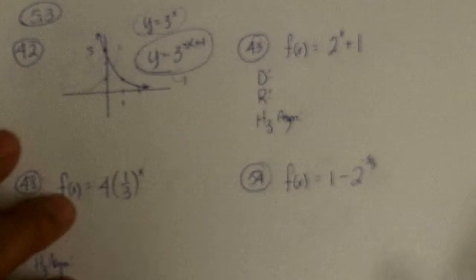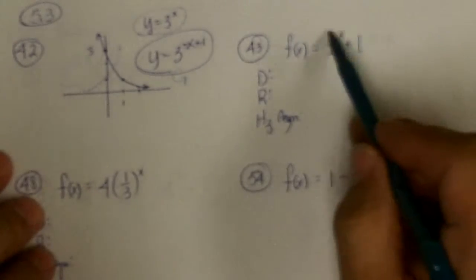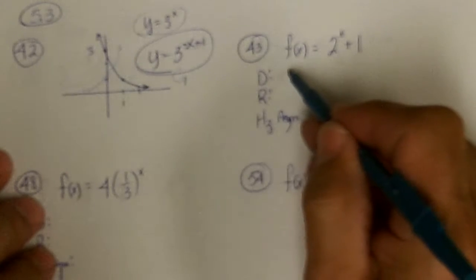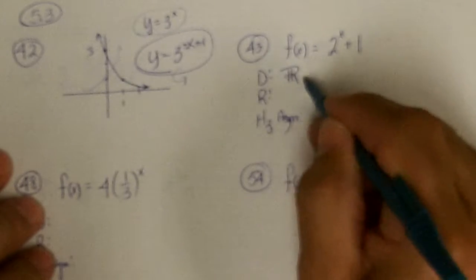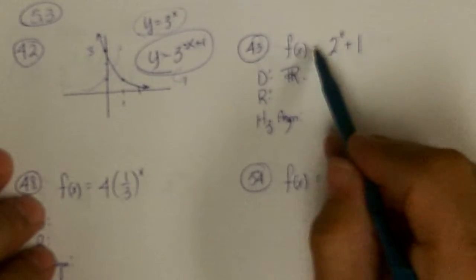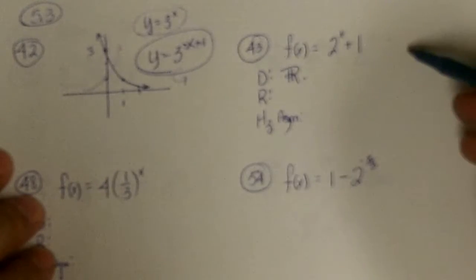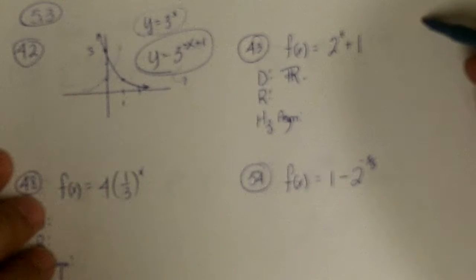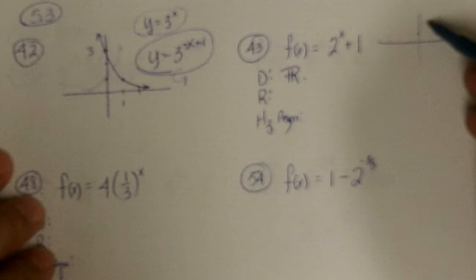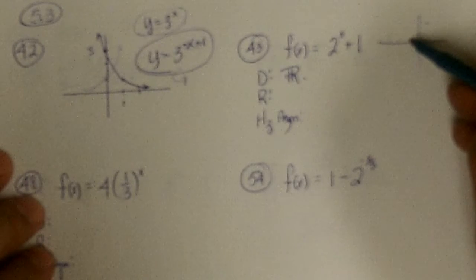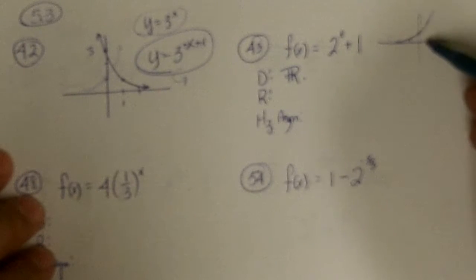43. Says, what's the domain of this? Well, you can use any number for x. So that's all reals. It says, what's the range? Well, 2 to the x will look like 2 to the 0, 2 to the 1 is 2, 2 to the minus 1 is a half.